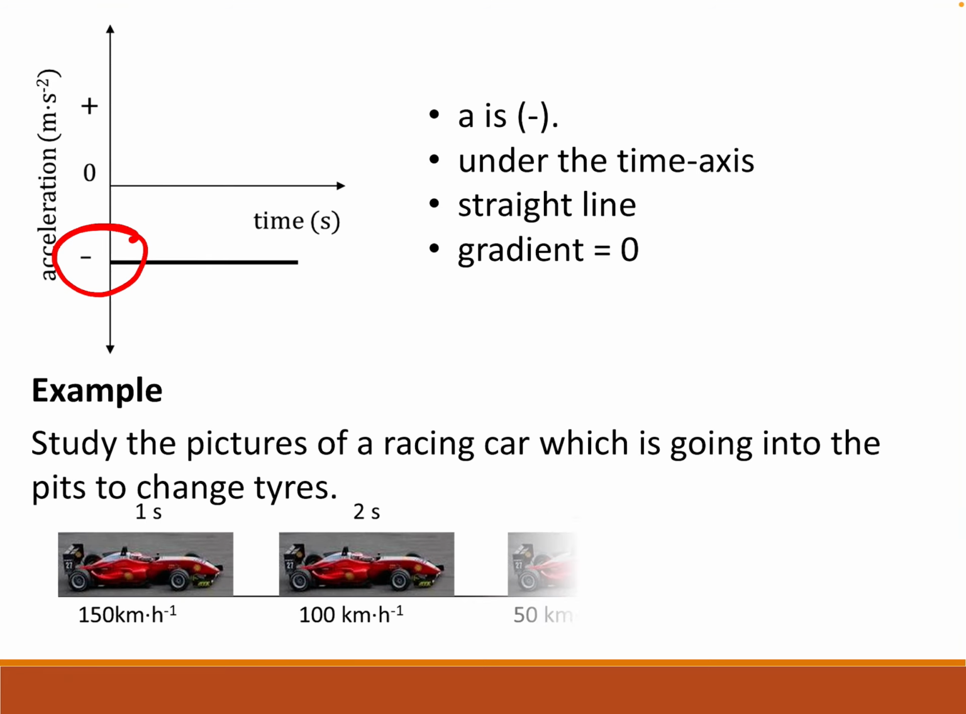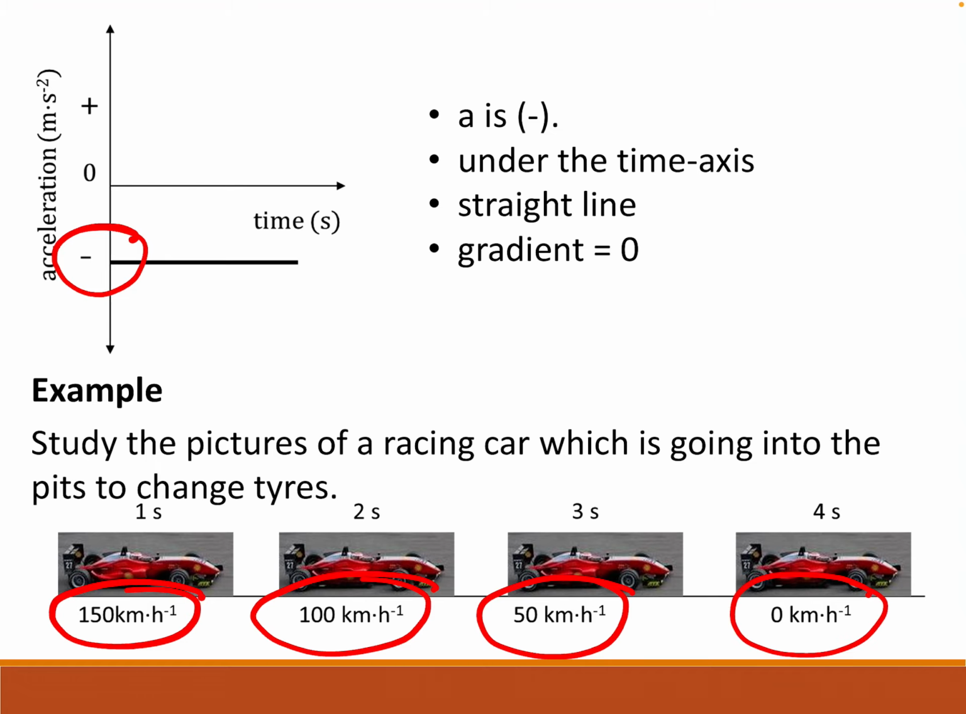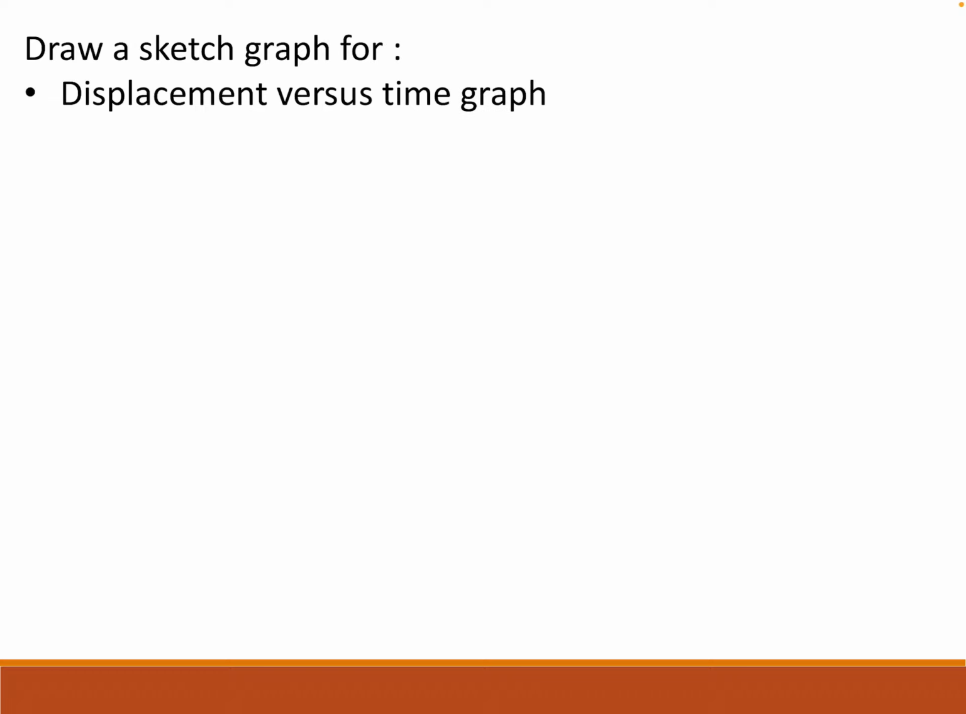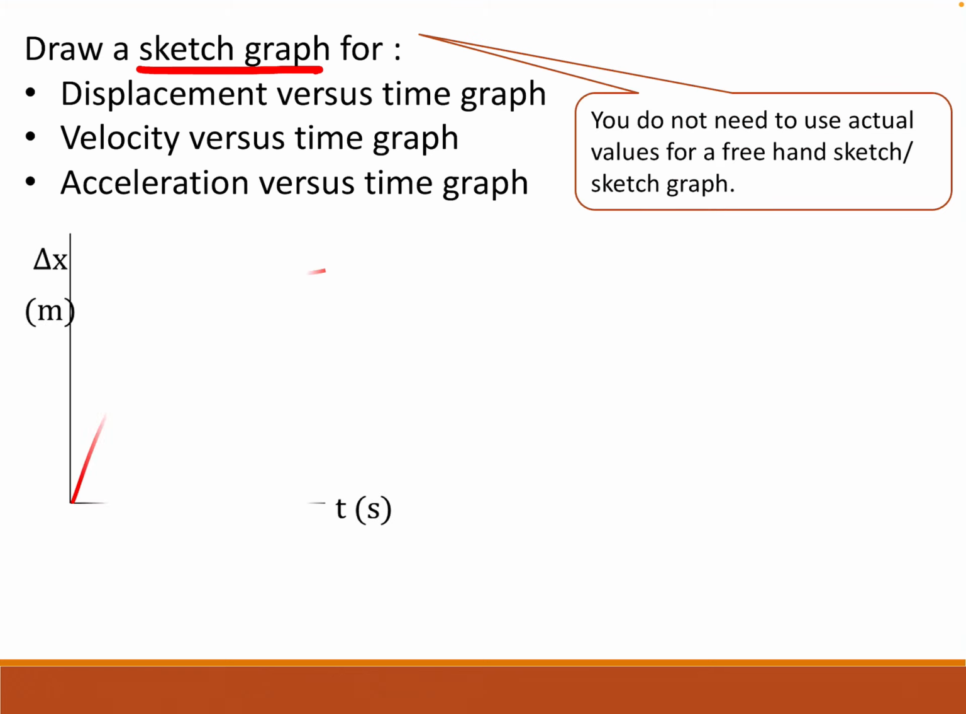That minus value is simply telling me that it's slowing down. That's all it is. So, here we have a racing car that is slowing down. At 1 second, it's going 150 kilometers per hour. 2 seconds, 100. At 3 seconds, it's 50. And at 4 seconds, it has finally stopped. If we draw a sketch graph, which means I don't need you to give me any values, the sketch graph is going to show me that it's going to slow down, and at 4 seconds, my graph is done. It's not going to go anywhere else, we're not going to worry about that.